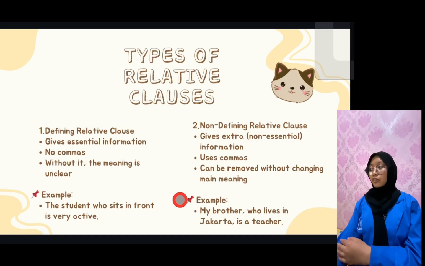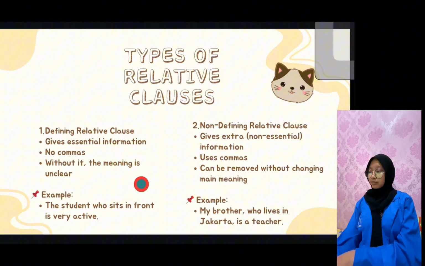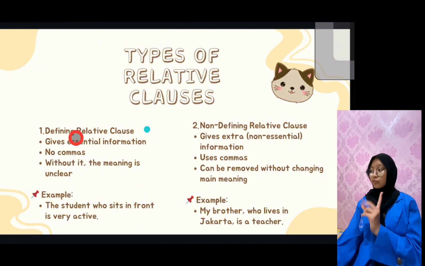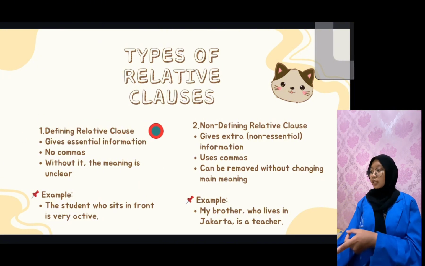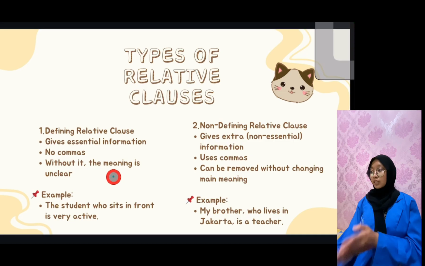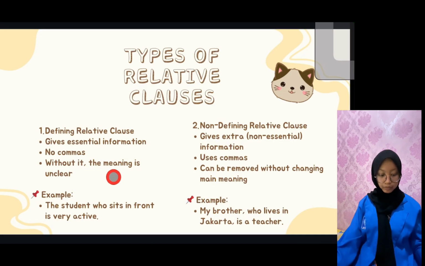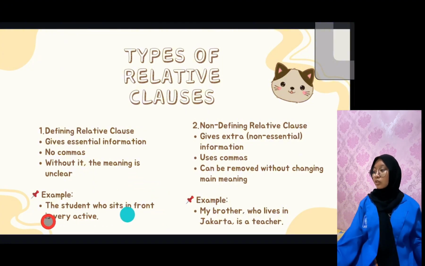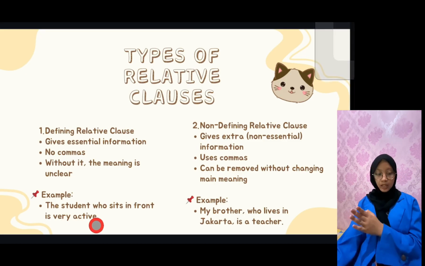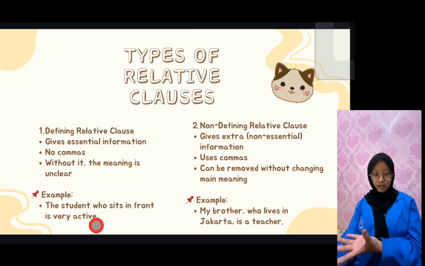And then there are the types of relative clauses. Here I'm going to tell you the two types of relative clauses. The first one is the defining relative clause. It gives essential information, it has no commas, and without it, the meaning is still unclear. Here we have the example: "The student who sits in front is very active." In this example, the relative clause is necessary to identify which student we are talking about.